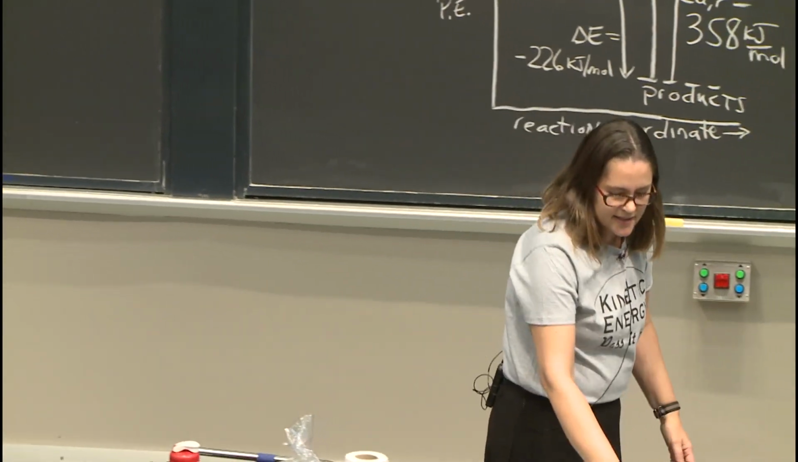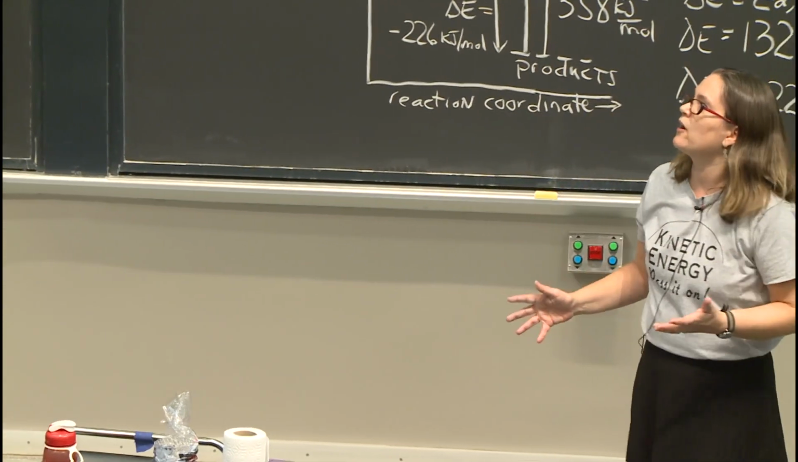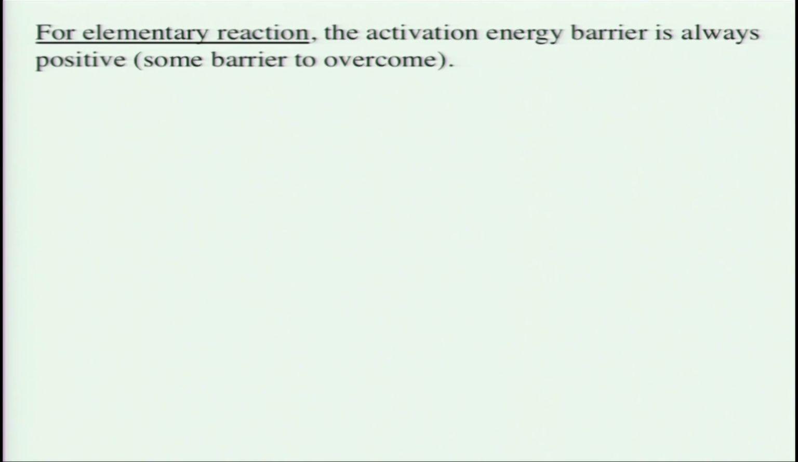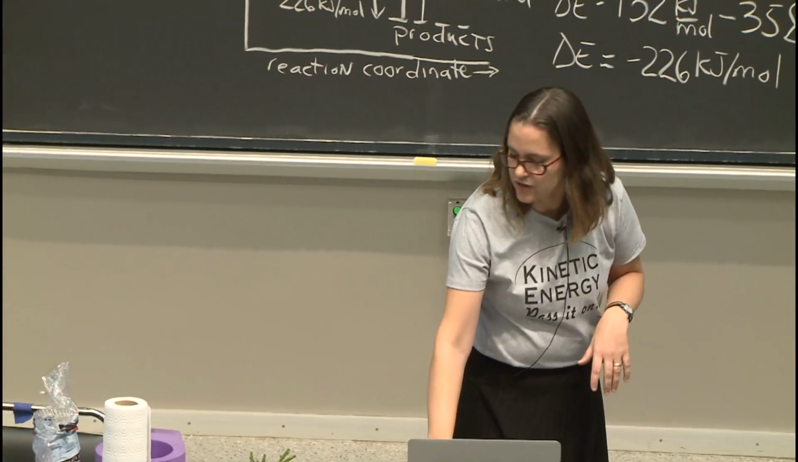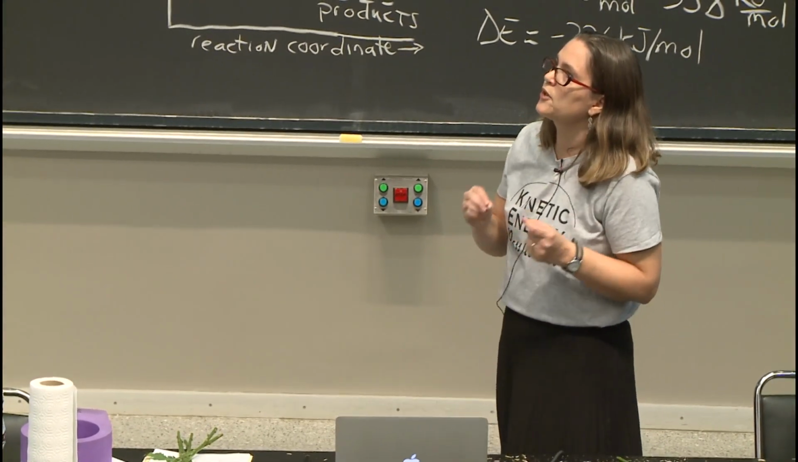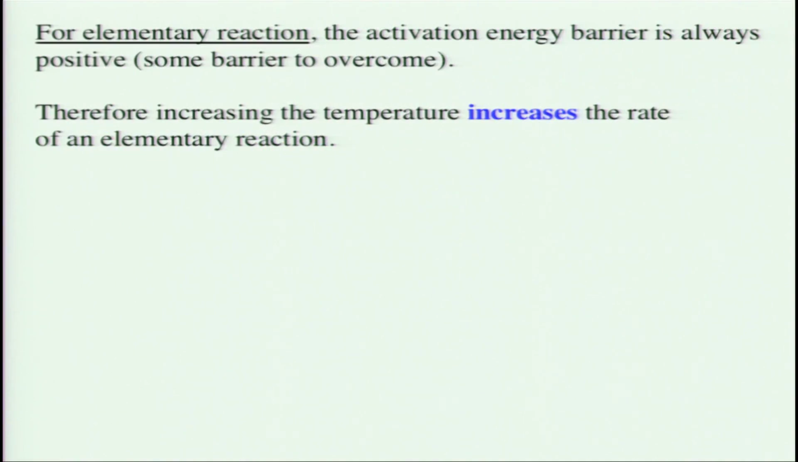All right, so now let's think about the result of these barriers, coming back to this idea of temperature. For an elementary reaction, that's a reaction that occurs exactly as written, a step in an overall reaction mechanism, there's always a barrier. The barrier is always positive. It's always there. So if you increase the temperature, you're always going to increase the rate of that reaction. It's always going to help get over that barrier.